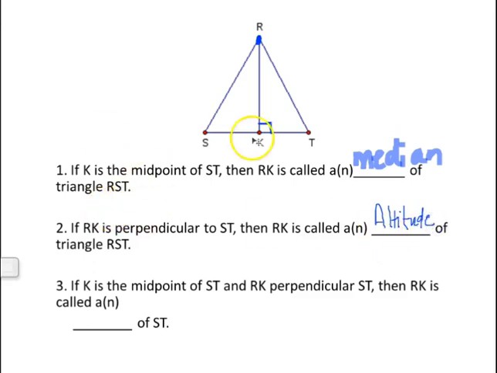And then the last one, let's get rid of what I drew in there. It says if K is the midpoint, so now we are told that K is the midpoint, so now we know that these two smaller segments are congruent, and we're told that RK is perpendicular to side ST, so we can draw in that is a right angle. So now we do know that this is a perpendicular bisector. So those are all 3 of the terms that we learned about this week.